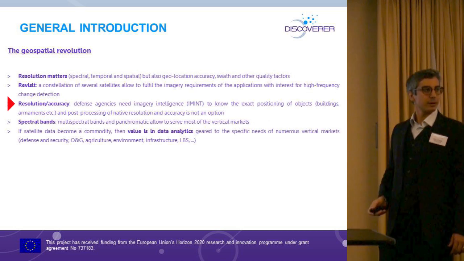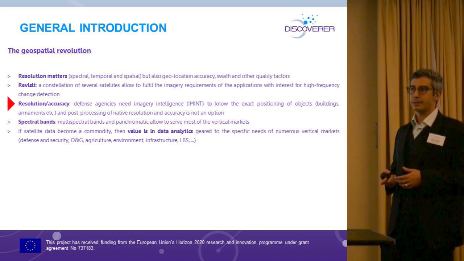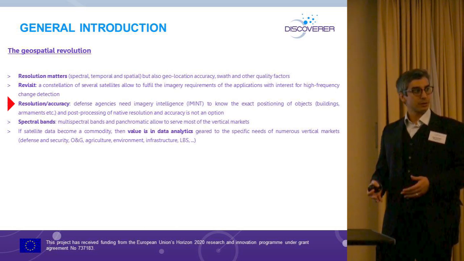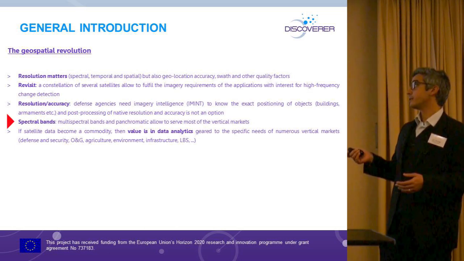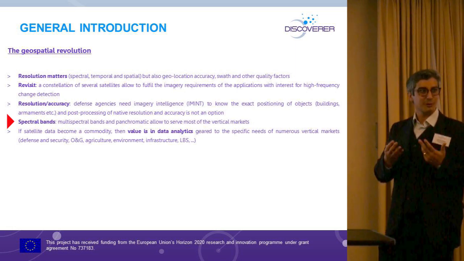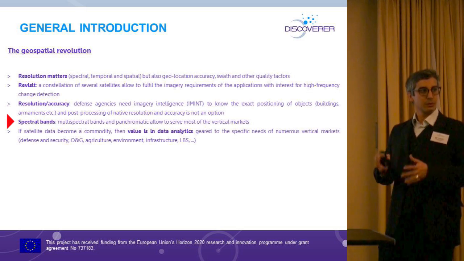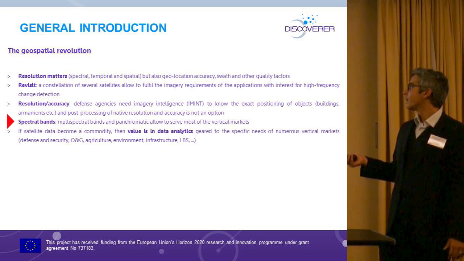The accuracy of the images we take is also very important for some markets, such as defense. So it's not only resolution, but also the accuracy of the image that satellites are taking. Spectral bands. We have different spectral bands. It's not only visible, but we need some other wavelengths if we want to deliver what is needed by other end users, by other markets.